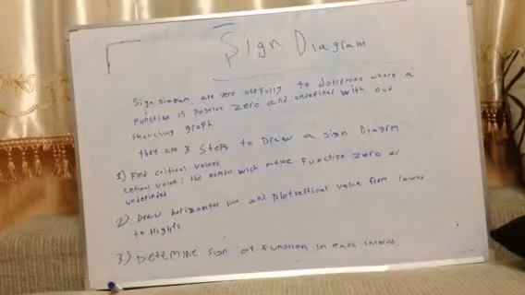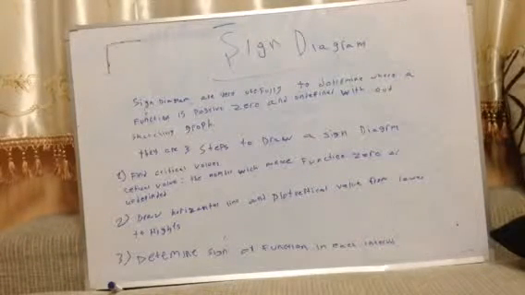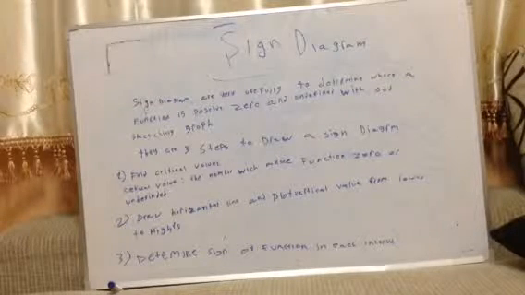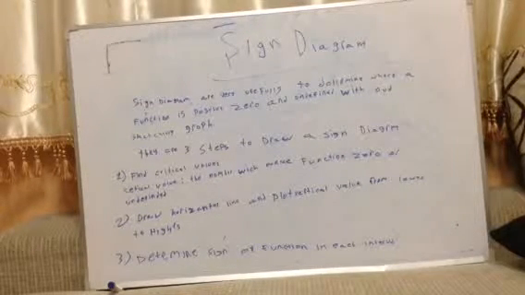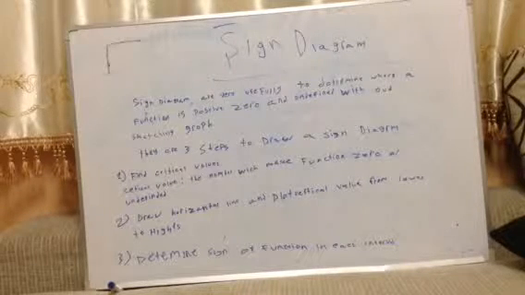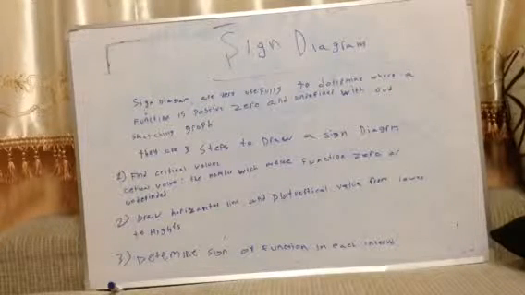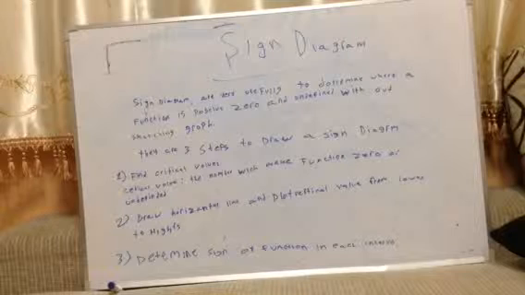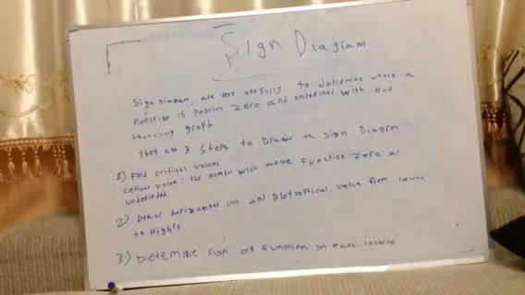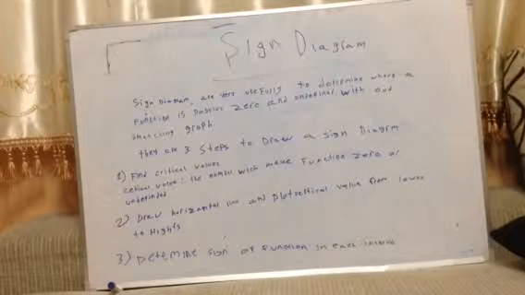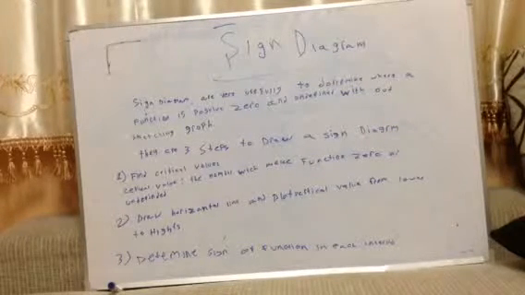Sign diagram. Sign diagrams are very useful to determine where a function is positive, 0, and undefined without sketching graphs. There are 3 steps to draw a sign diagram. First, find the critical values, the numbers which make the function 0 or undefined. Second, draw a horizontal line and mark the critical values from lowest to highest. Third, determine the sign of the function in each interval.